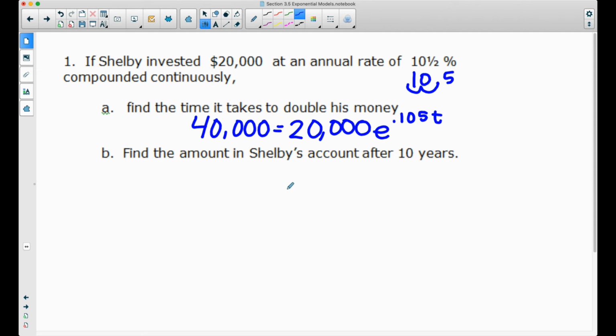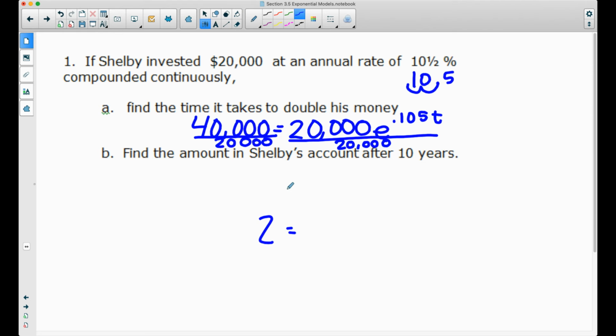What do we do first to get T by itself? You divide 40,000 by 21. Right, so if we divide by 20,000, what do we get on this right or left-hand side? 2. So think about it. I don't even have to know my initial amount to know, if they ask me the question, how long does it take to double, I'm just going to have a 2 over there.